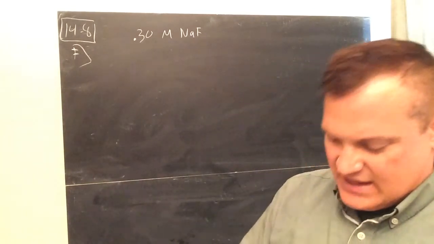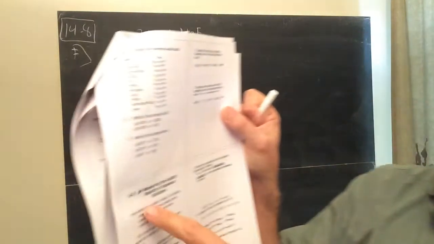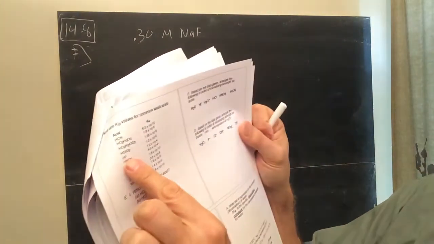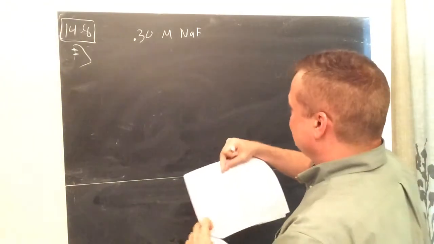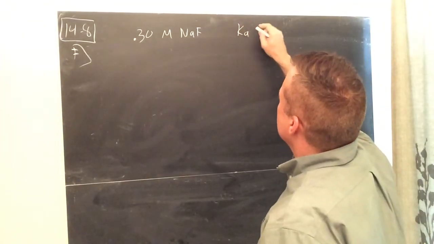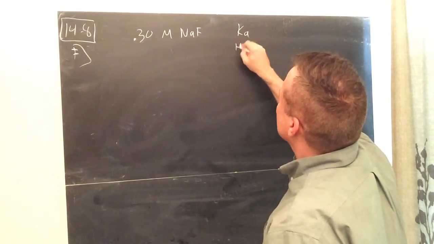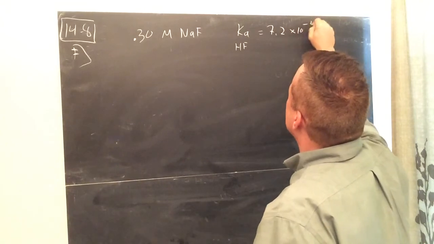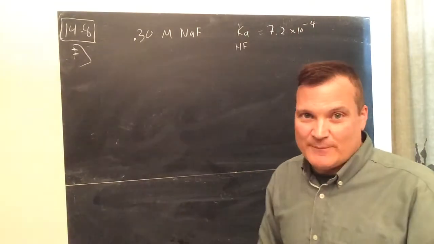I just found it. It actually is in section 14.2. Look at hydrofluoric acid, HF, and it says 7.2 times 10 to the -4. So Ka for HF equals 7.2 times 10 to the -4. I'm going to show you something about that in a moment.